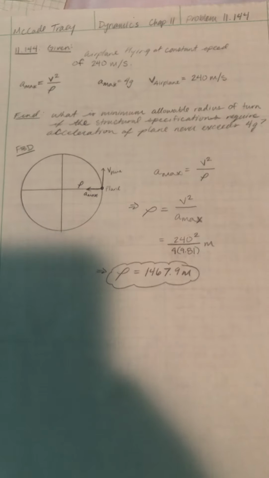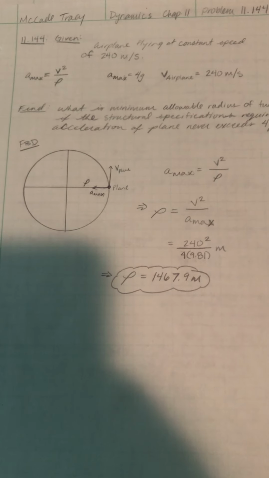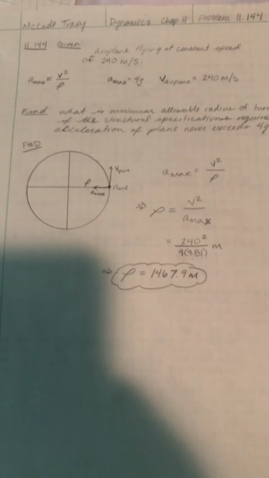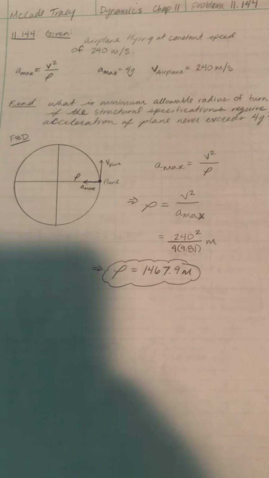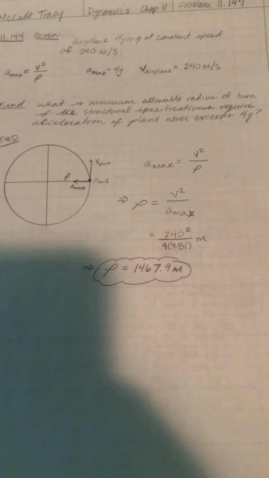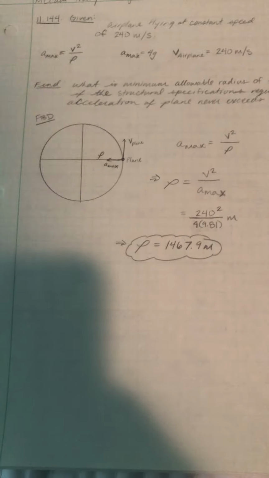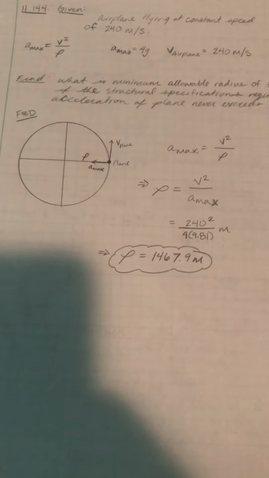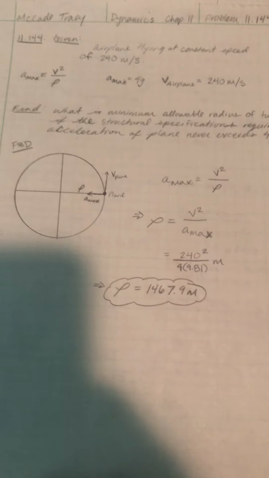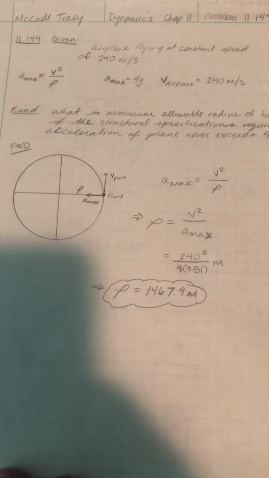Again, similar in the next question. An airplane is traveling at 240 meters per second. We have the equation of max acceleration, an equals v squared over rho. Plugging in our values and manipulating the equation to find rho, we find that rho is equal to 1467.9 meters.